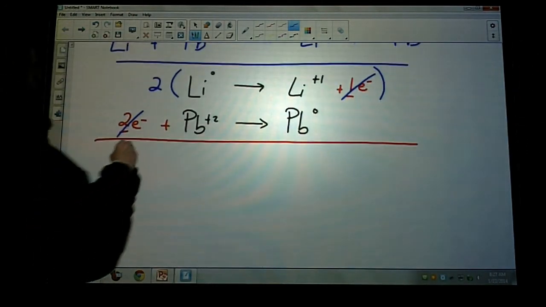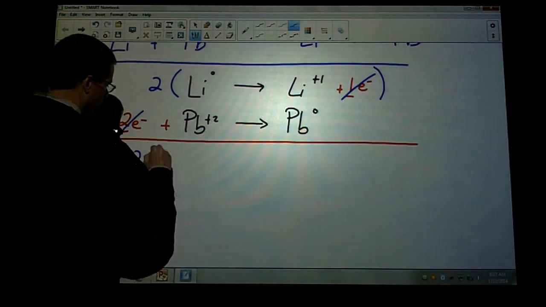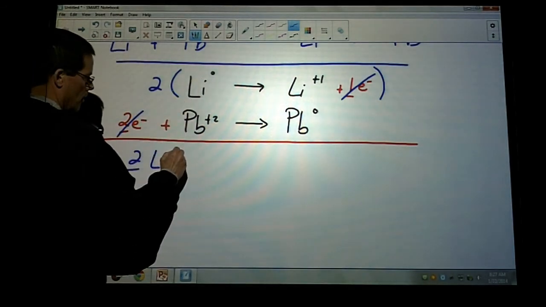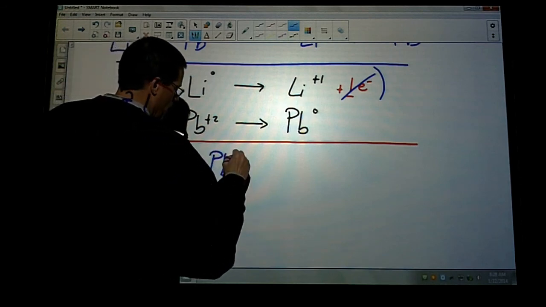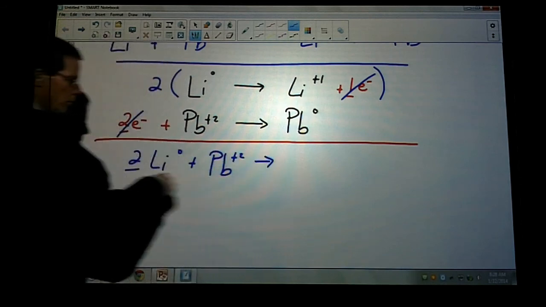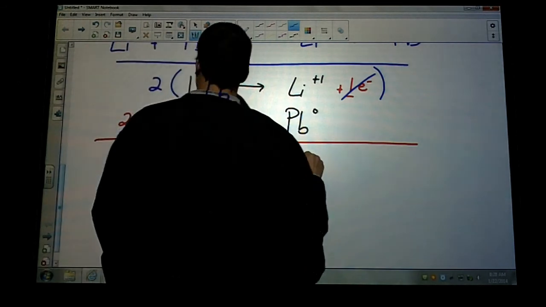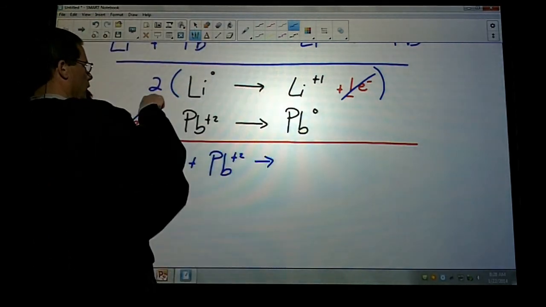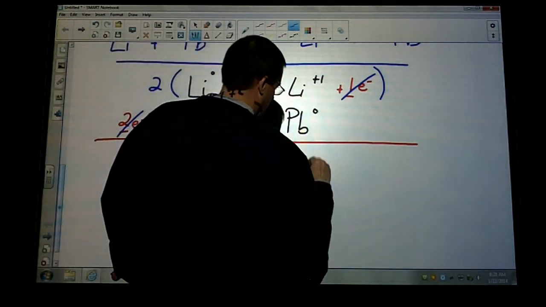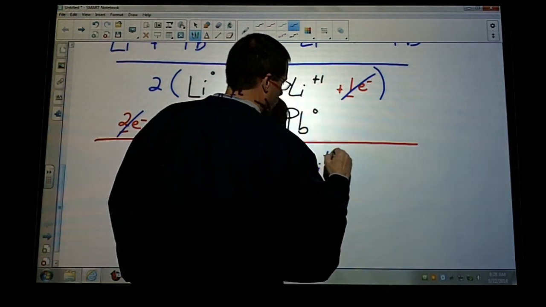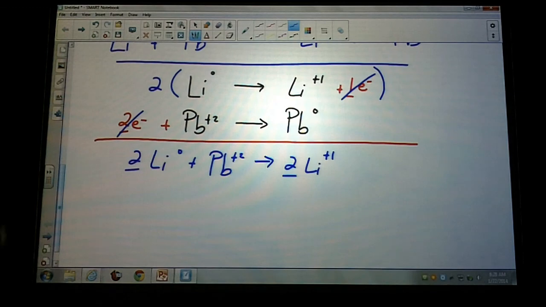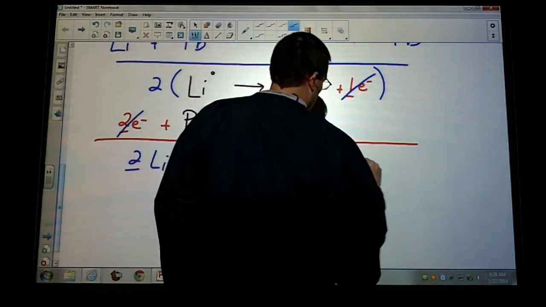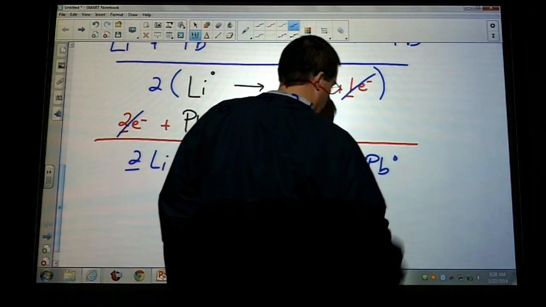It'll be 2 Li, right? 2 lithium with no charge, plus what? Lead plus 2, and there's only one of those, okay? And then it'll be, again, remember your parentheses, so 2 lithiums with a plus 1 charge, and do include the charges. You have to include charges, because if you don't include the charges, then they're the same on both sides and they cancel out. And then lead with no charge, okay?